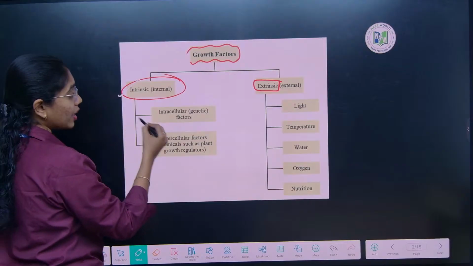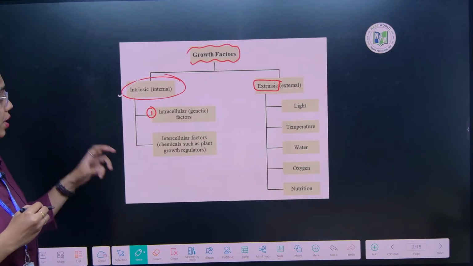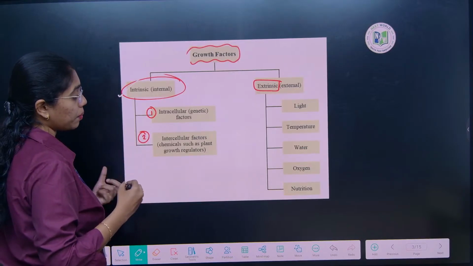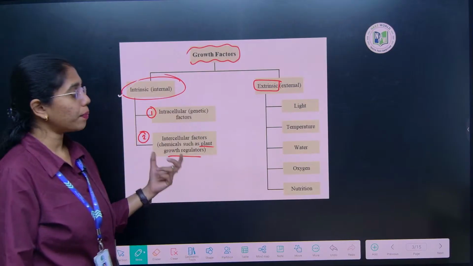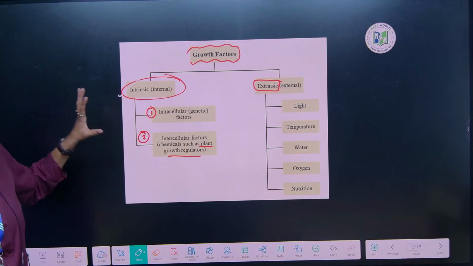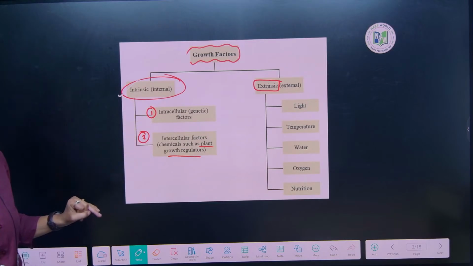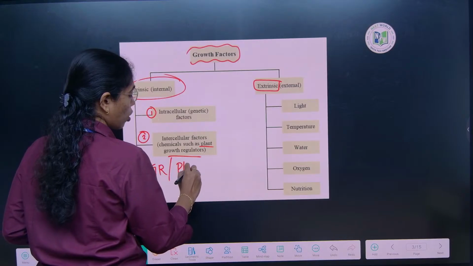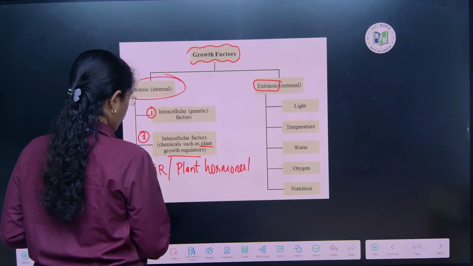So internal or intrinsic growth factors can be of two types. First type is intracellular or genetic factors. Second type can be intercellular factors. Those are chemicals such as plant growth regulators. I will give you a brief introduction on what are plant growth regulators. So here there are two intrinsic factors which govern the development of plant body. One is intracellular genetic factors, second is intercellular factors like PGRs, plant growth regulators, which are also addressed as plant hormones or phytohormones.